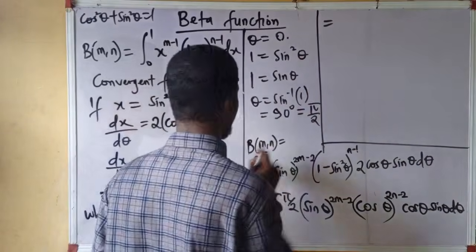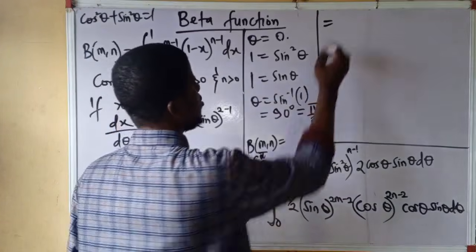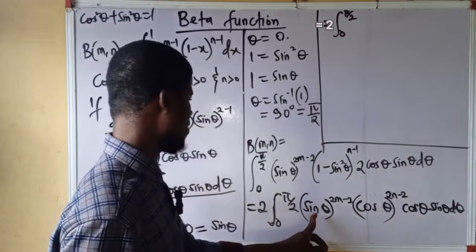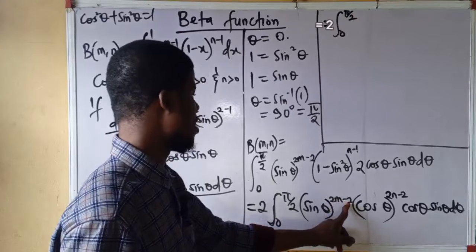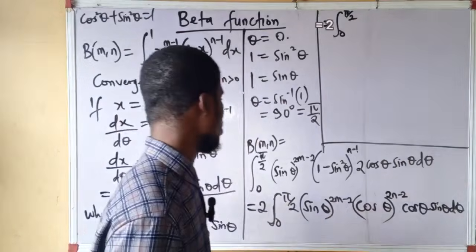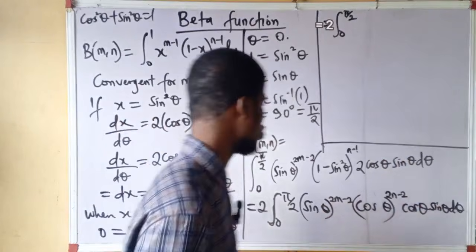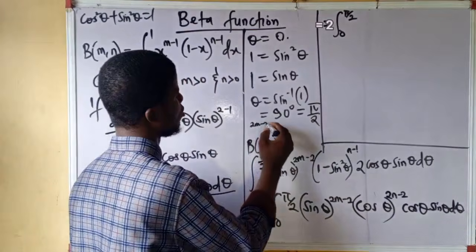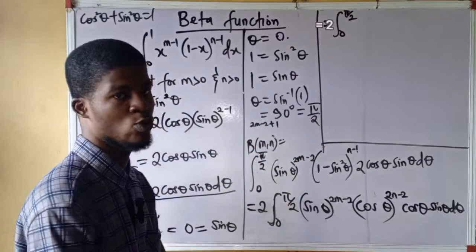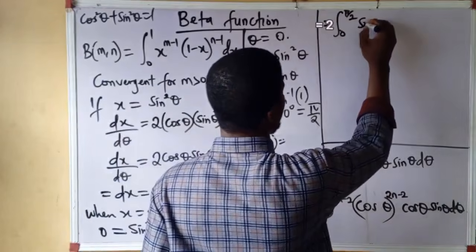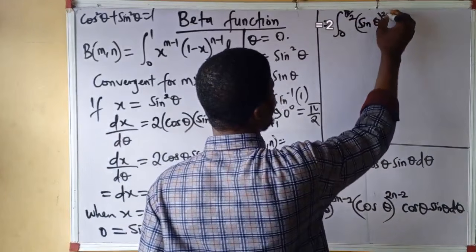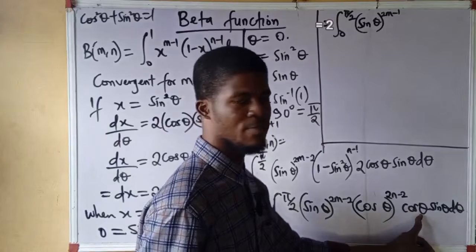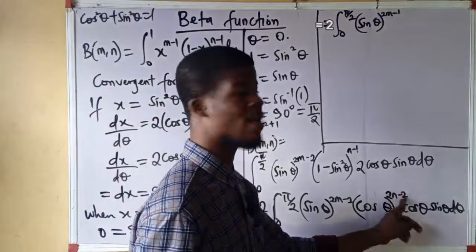Now see what's going to happen. Let me finish it off here. Beta of m and n is this. The integral from 0 to pi over 2. Let's go. I have sin theta to the power of 2m minus 2, and I have sin theta to the power of 1. So they have the same base. If I add their powers, it will be 2m minus 2 plus 1. And 2m minus 2 plus 1 will give me 2m minus 1. So I'll be writing sin theta to the power of 2m minus 1. The same thing here. Cos theta, the same base. So if I add their powers, it will be 2n minus 1.